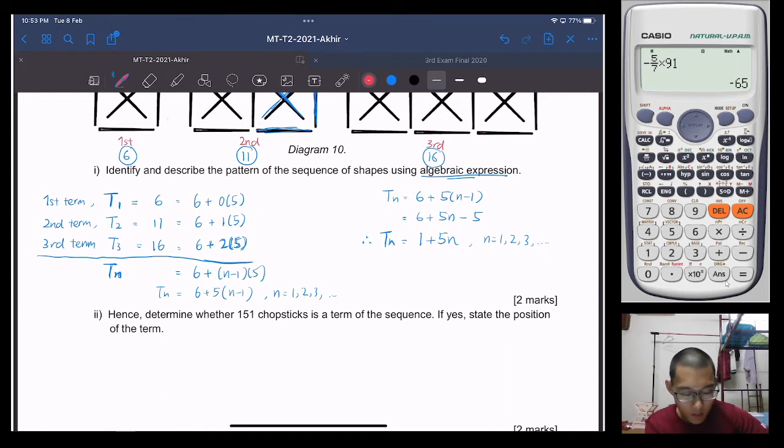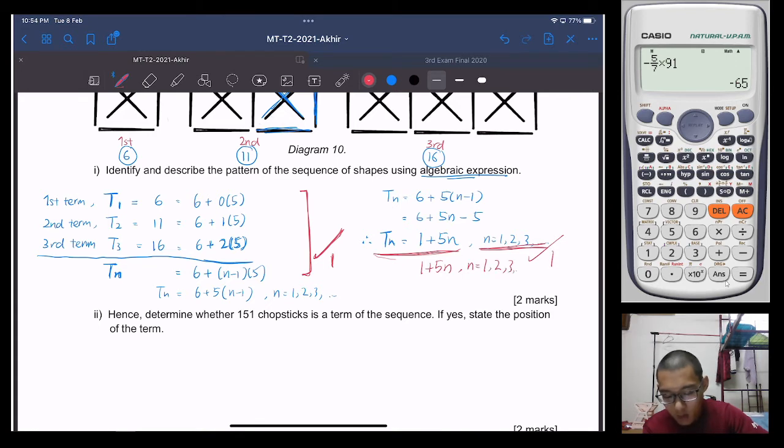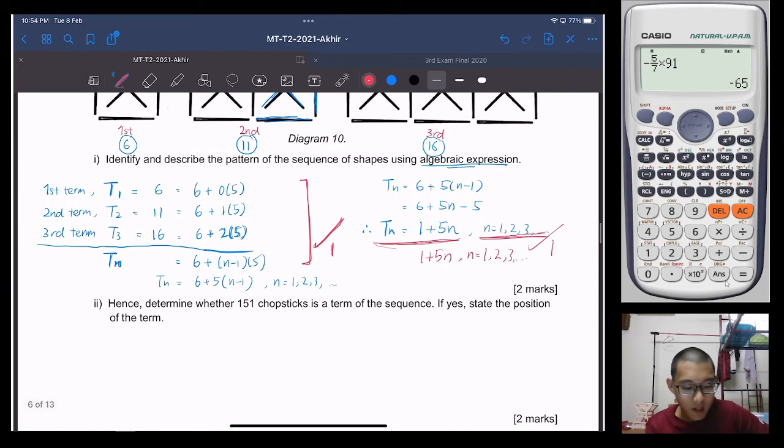If you are able to build up this one, you get marks for the working steps and for having the concept. If you make a conclusion, you need to have n equal to what. If you didn't find out n equal to what, you won't receive the mark. If your answer is just 1 plus 5n and you didn't have this Tn, it's okay, as long as you have n equal to 1, 2, 3, and so on. This one is more important. So this is your answer. I think we have another answer too.